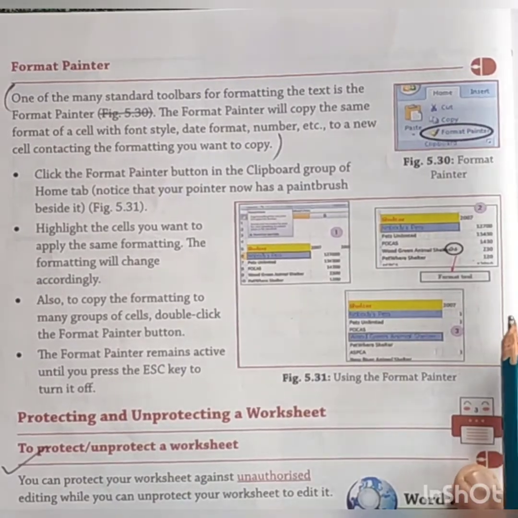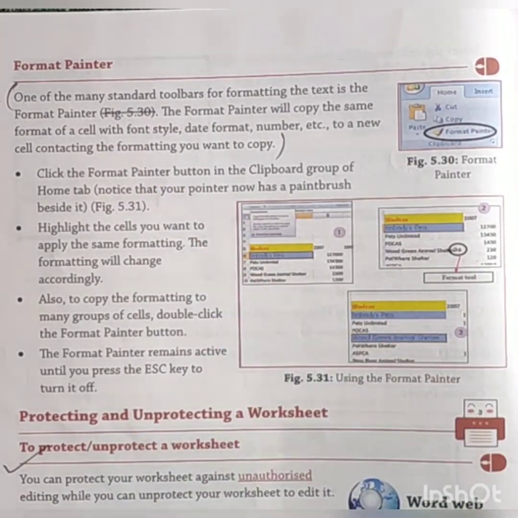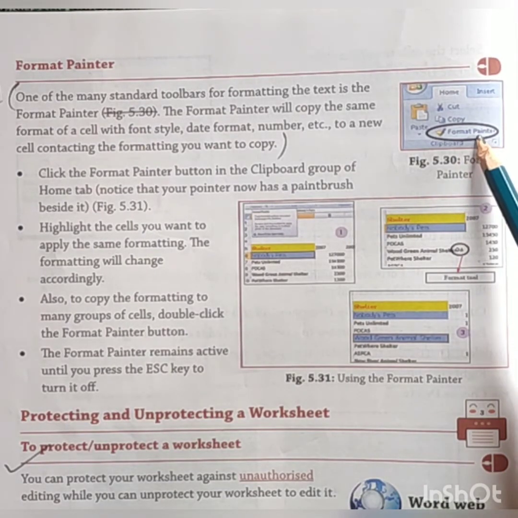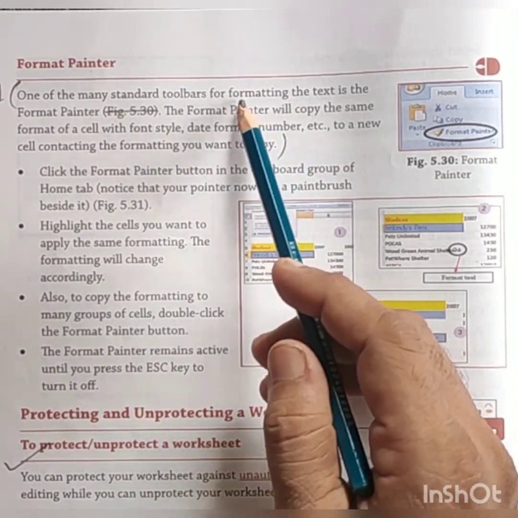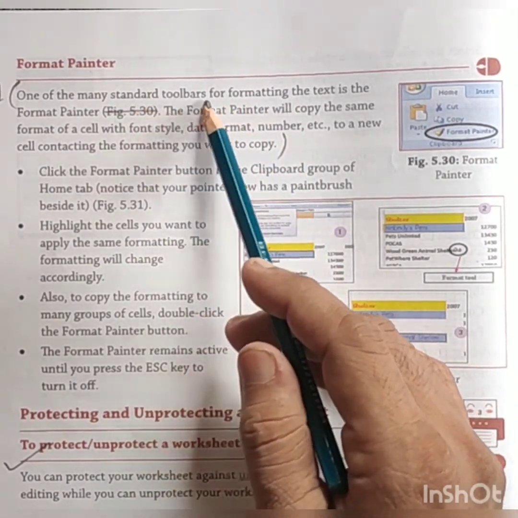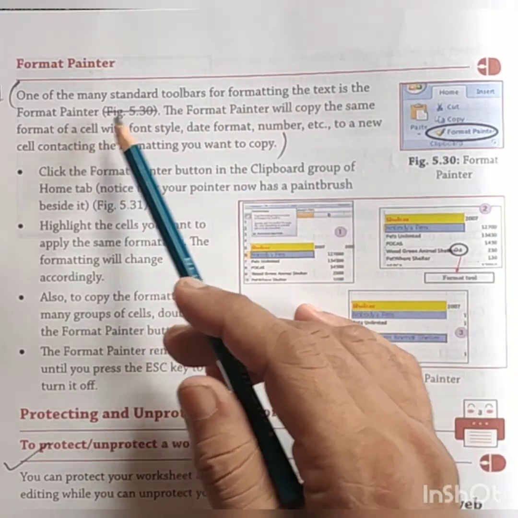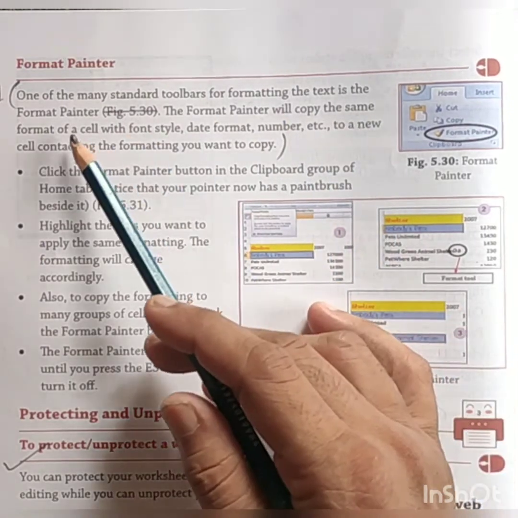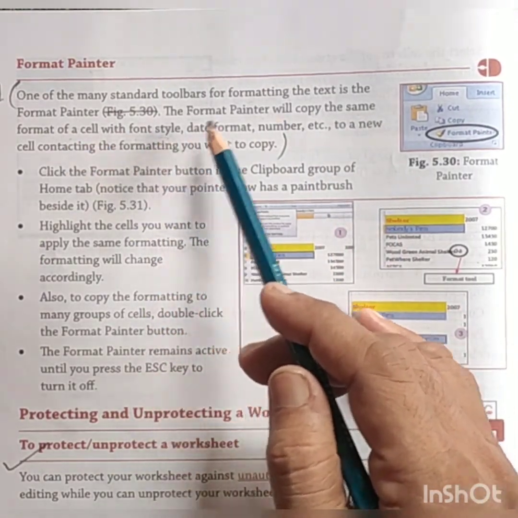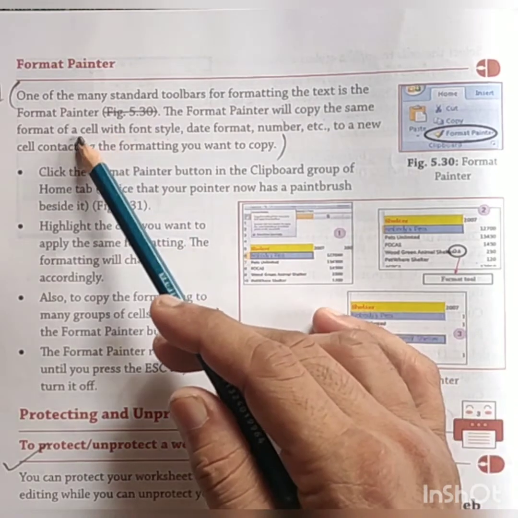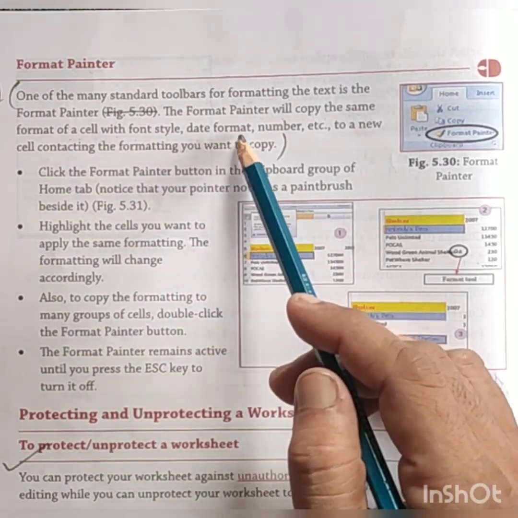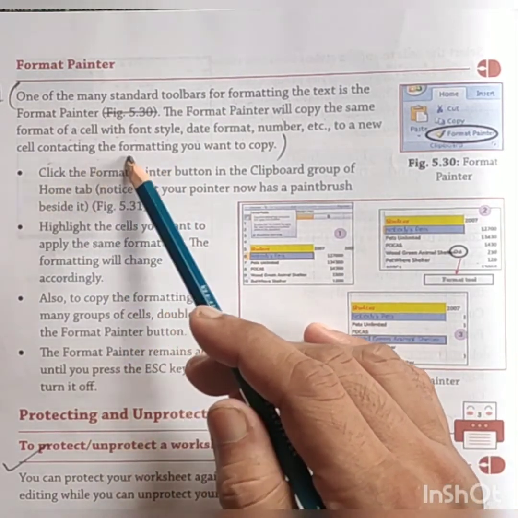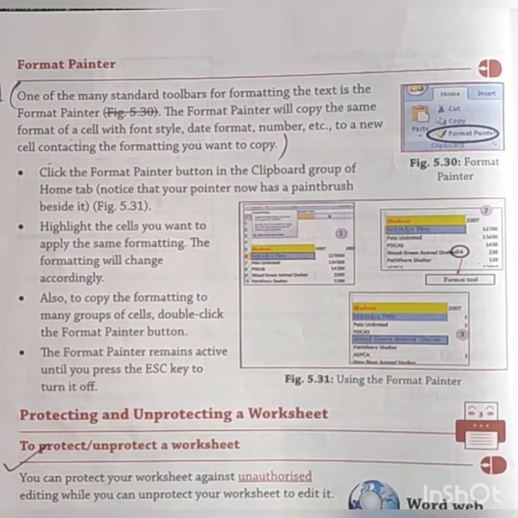Next we have a very important one, that is called format painter. So what is format painter? This particular picture you have seen. Format painter is a button in the standard toolbar for formatting the text. The format painter will copy the same format of a cell, with the font style, date format, number, etc., to a new cell, after selecting the formatting we want to copy.